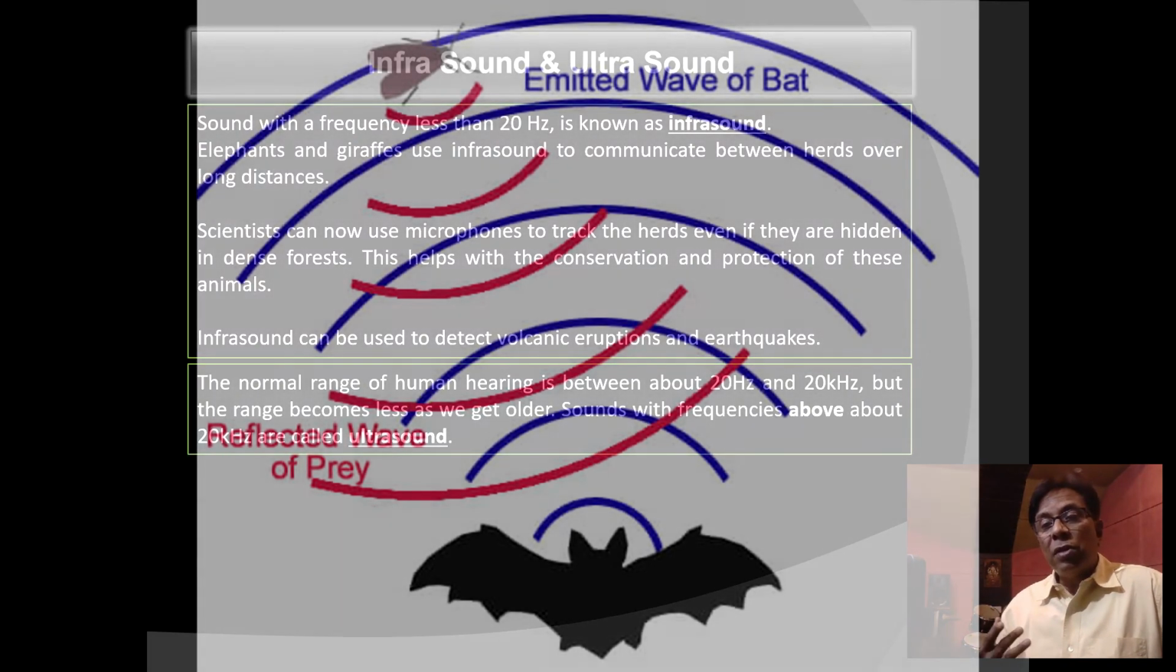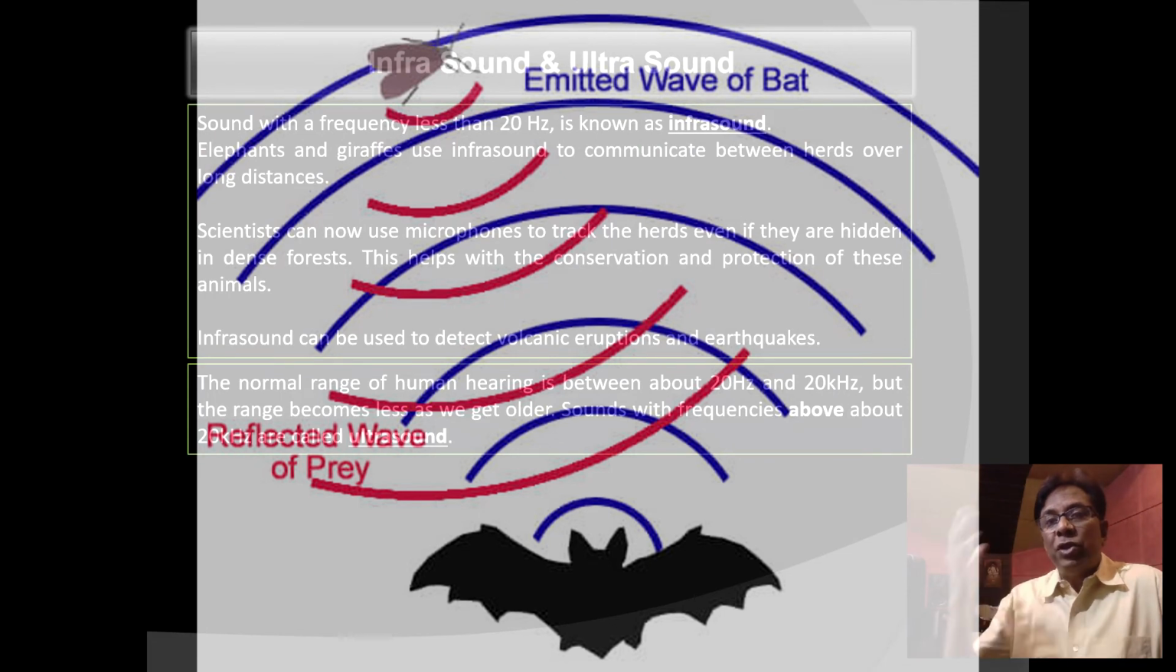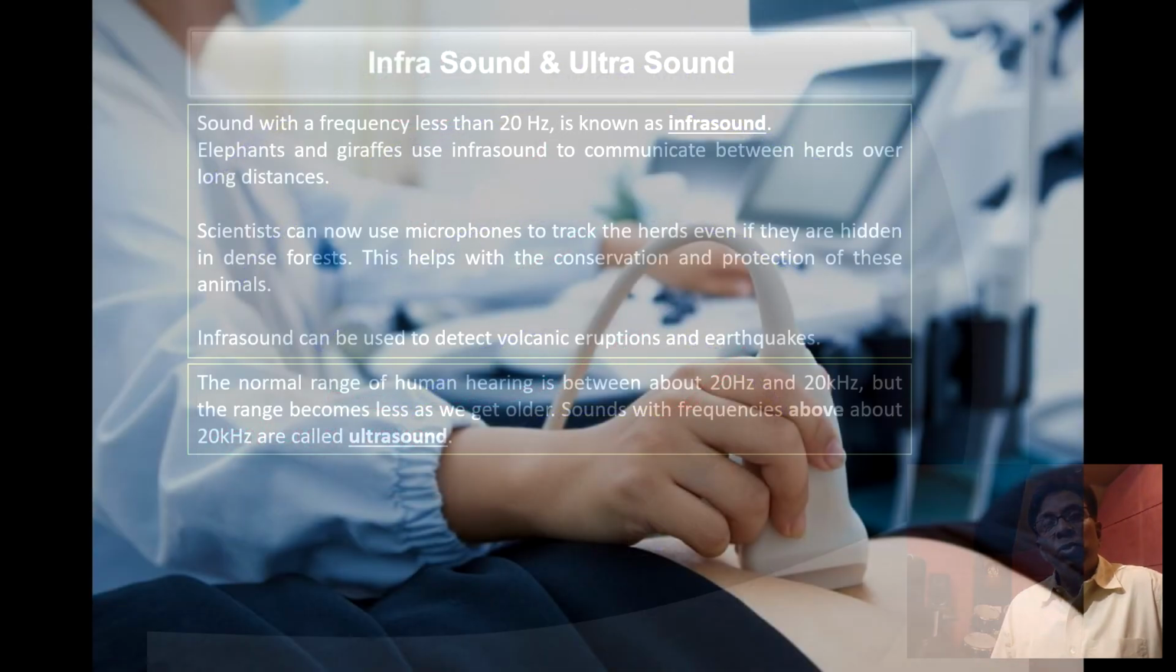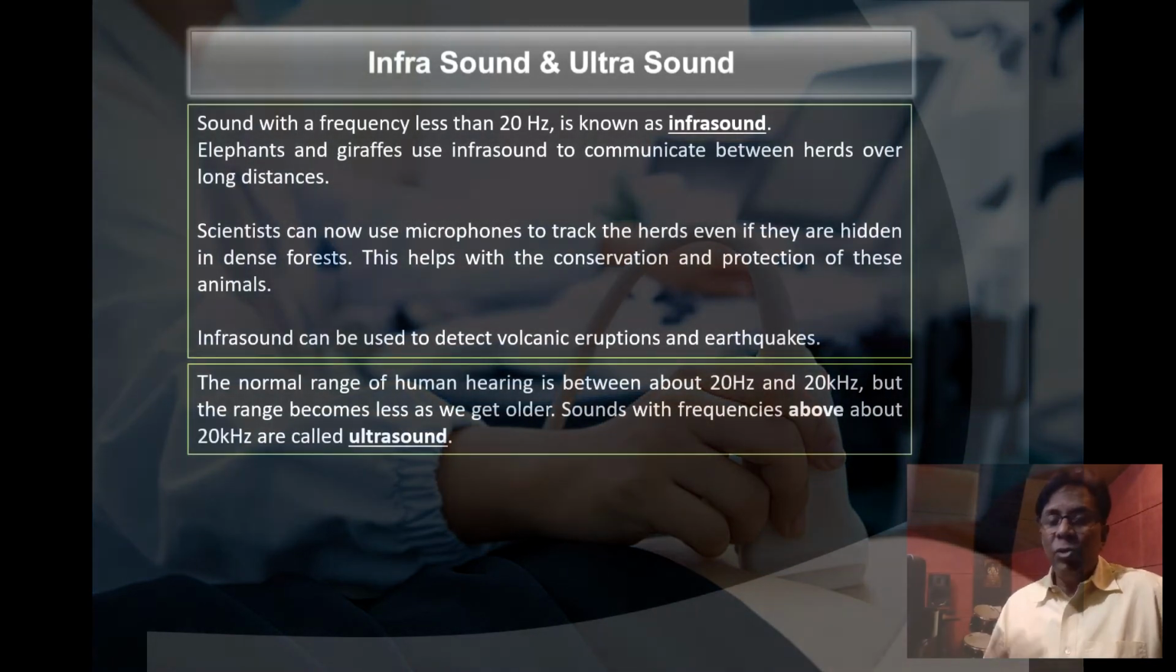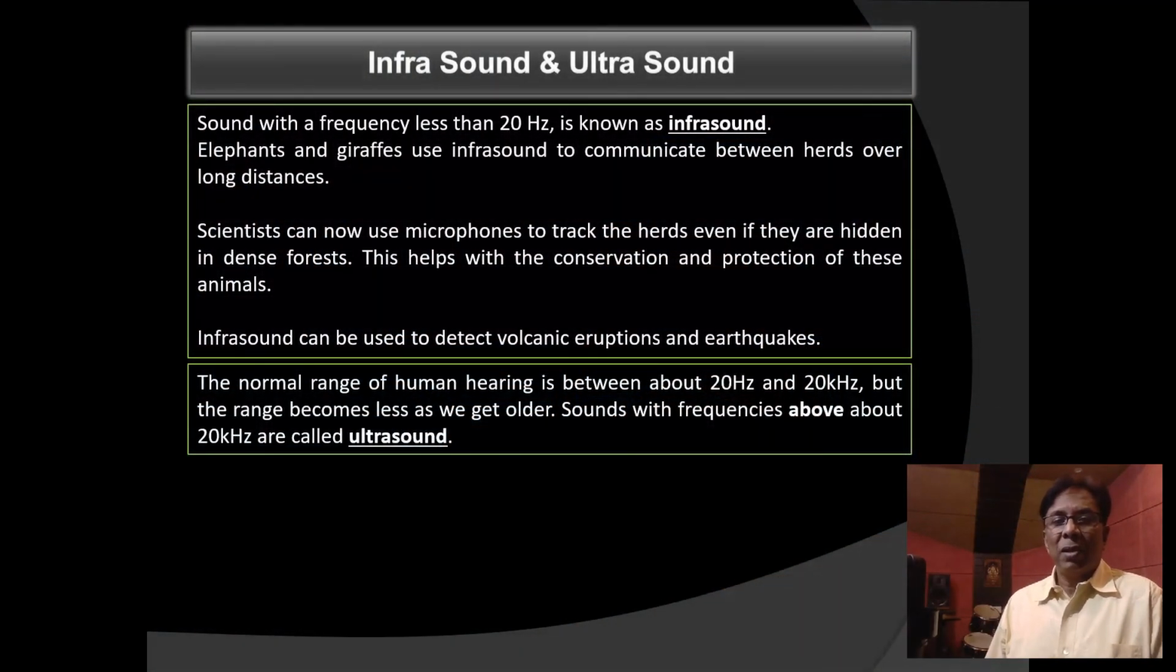Bats use ultrasound to detect obstacles or maybe their prey. And also, ultrasound is used in scanning an unborn baby to check whether it is healthy, the position, and all those things. So these are the uses of ultrasound and also infrasound.